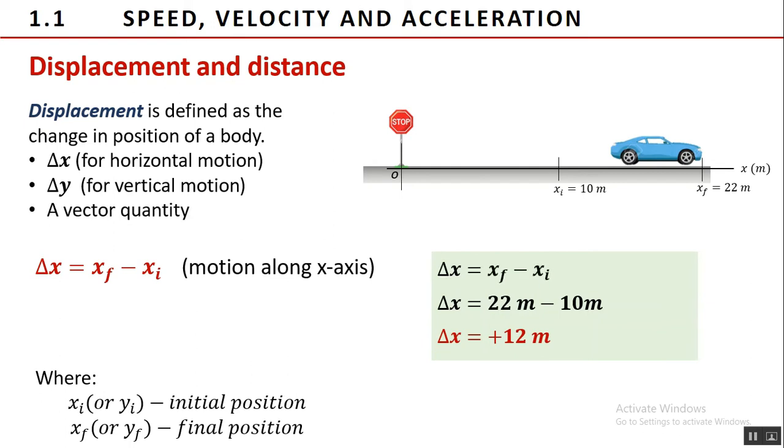Displacement is a vector quantity, so it has both magnitude and direction. For one-dimensional motion, the sign dictates the direction of displacement. Since our answer is a positive value, therefore the car moves to the right or towards positive axis relative to the stop sign. For vertical motion, displacement delta y is expressed as y sub f minus y sub i.